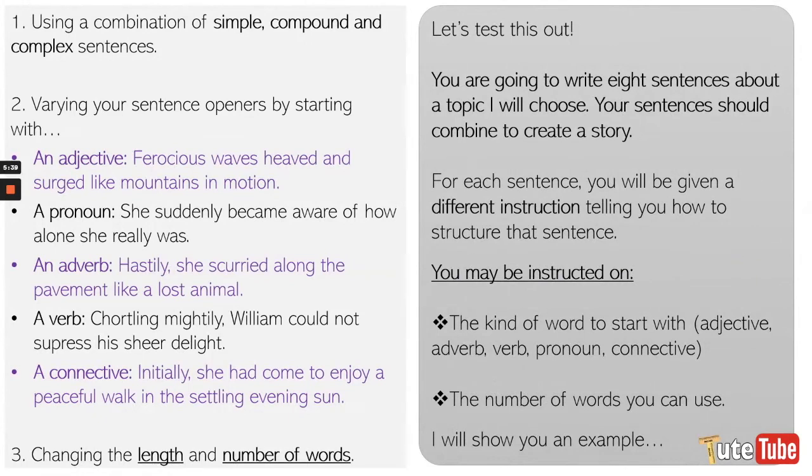So we're going to test this out. You're going to write 8 sentences about a topic that I'm going to choose. Your sentences should combine to create a very short story. It's going to be a nice little task to help you out, and you'll see the difference. So for each sentence, you'll be given a different instruction telling you how to structure that sentence. You may be instructed on the kind of word to start with, for example, adjective, adverb, verb, pronoun, connective, or the number of words that you can use.